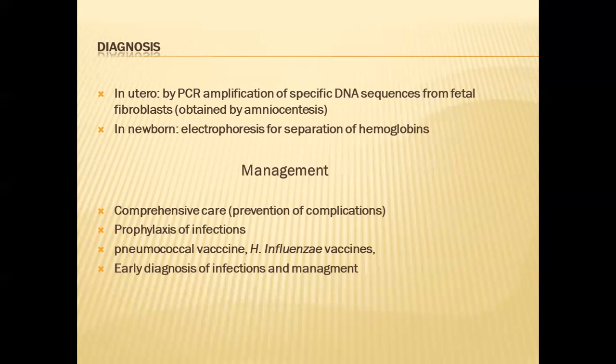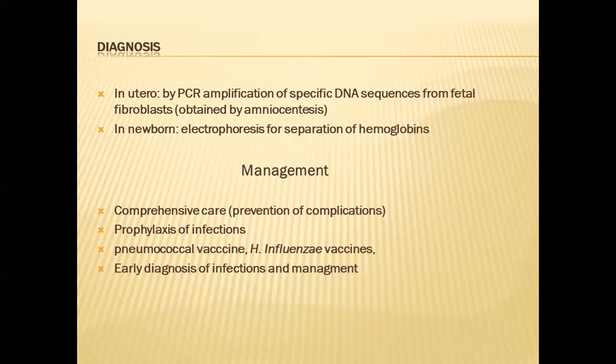In utero, you can diagnose sickle cell anemia by doing PCR. You can find out the DNA sequence from fetal fibroblasts, which could be obtained from amniocentesis. In a newborn, the definitive diagnostic test is HB electrophoresis, which will find the hemoglobin S. And the management, how will you manage this condition: you need comprehensive care.